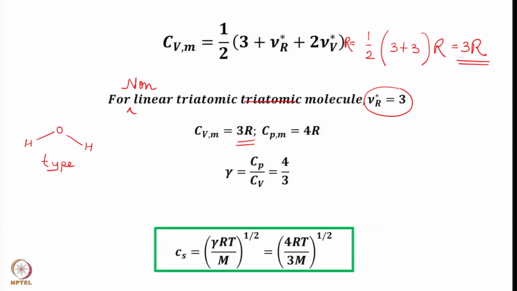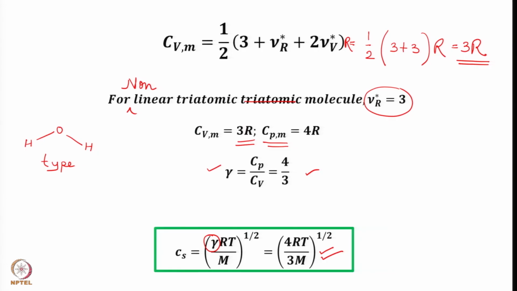CVM is 3R. Obviously, then CPM means add another R to 3R. It becomes 4R. And gamma, which is the ratio of Cp and Cv, that becomes 4R divided by 3R, which is equal to 4 by 3. Substitute gamma is equal to 4 by 3 over here. So, you have square root of 4RT by 3M. Now, you can substitute the numbers and estimate the value of speed of sound in this medium. The medium here is gas.